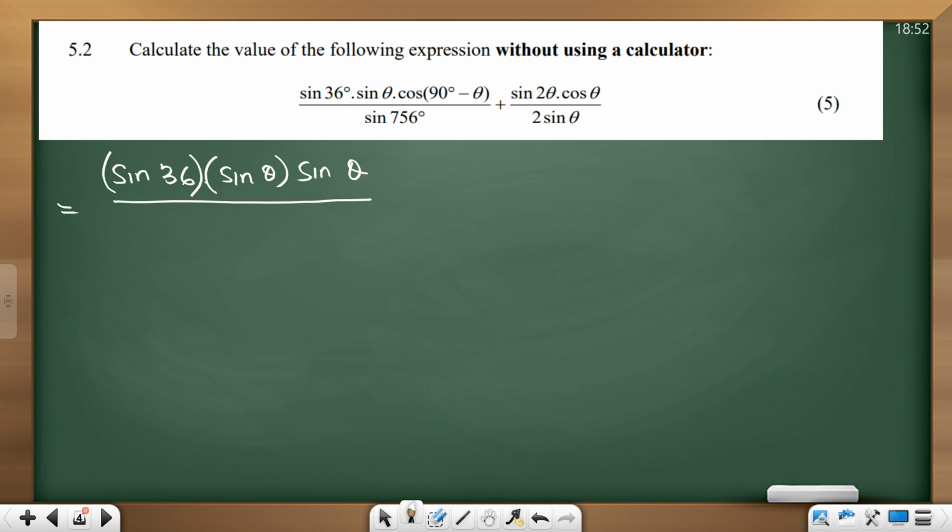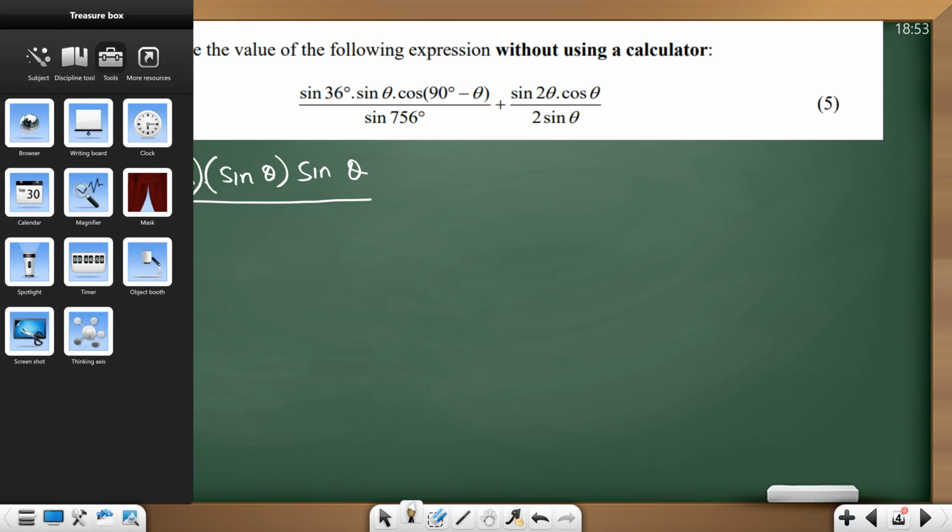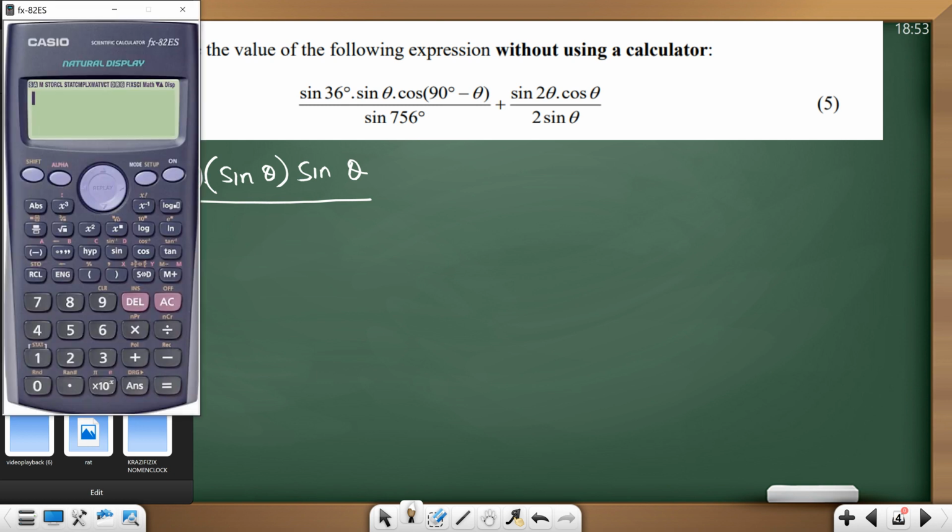What is sine 756? You are using 756 minus 720. We don't do that. Check here. We just go to our calculator. Just stop subtracting. Check, I bought a calculator to use it. I don't want to use my brain. What is sine 756? Shift sine of the answer. Boom. 36.